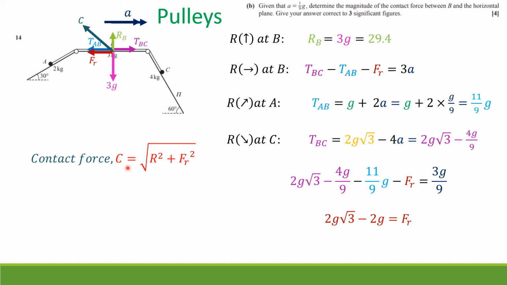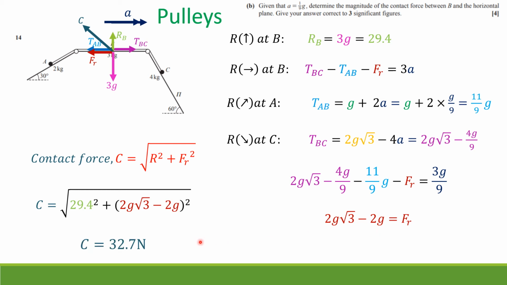So now I need to use the formula for the contact force. The contact force is the square root of the normal reaction force plus the friction all squared. So R squared plus friction squared. R squared is 29.4. Friction squared is 2g root 3 minus 2g all squared. Type that into your calculator and press equals, and you'll find you get the answer of 32.7, which will give you 4 marks in the exam.